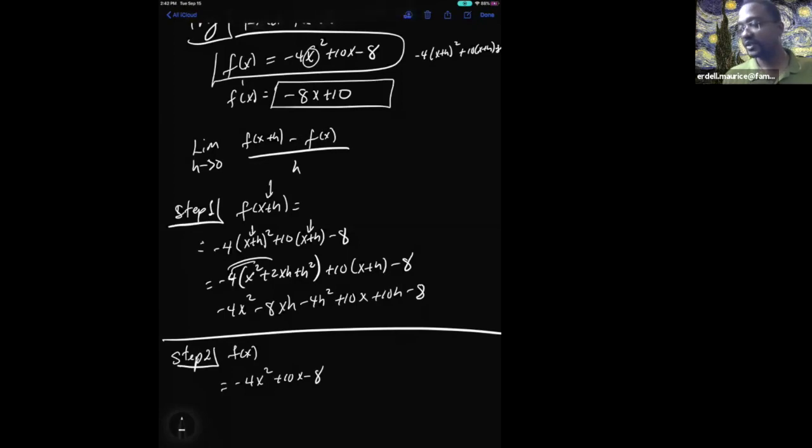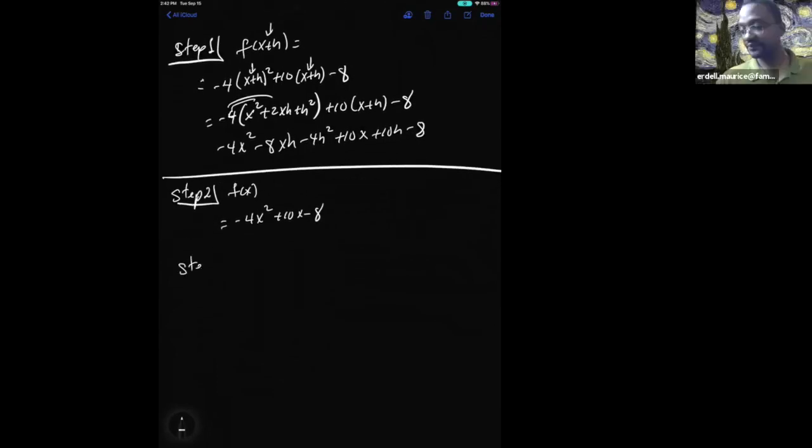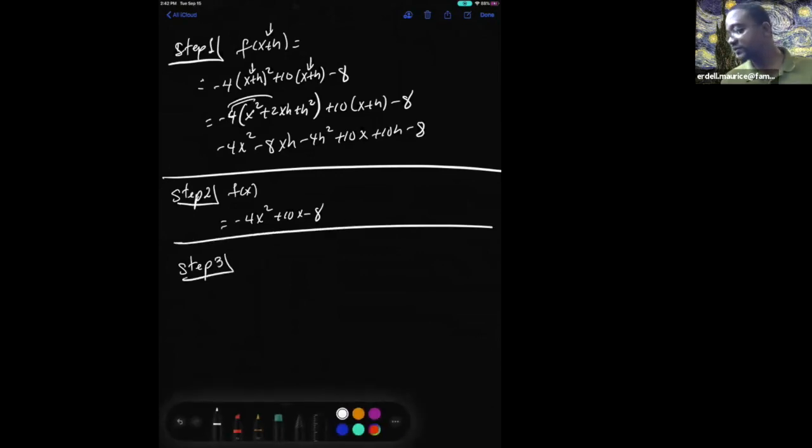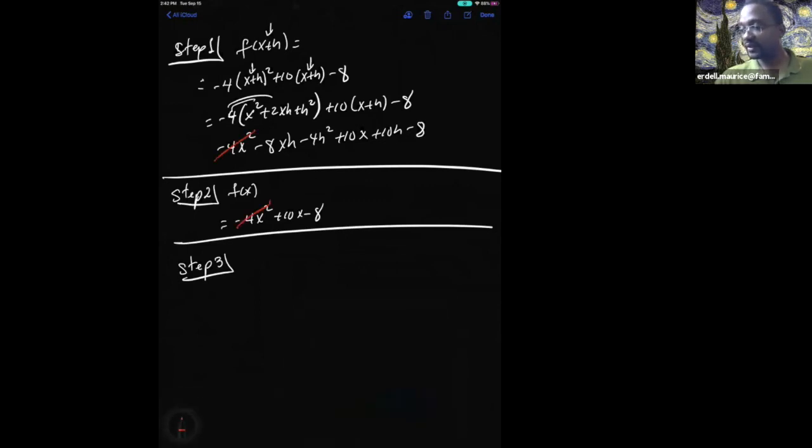Yeah, step 1 is the crazy one. All the remaining steps are pretty straightforward. Step 3, the subtraction step. Let's go to the red colors. The negative 4x squared here and the negative 4x squared will cancel out. The 10x and the 10x will cancel out. The negative 8 and the negative 8 will cancel out. And that will simply leave me with negative 8xh minus 4h squared plus 10h divided by h. Questions there?